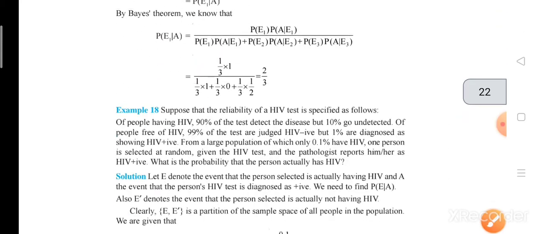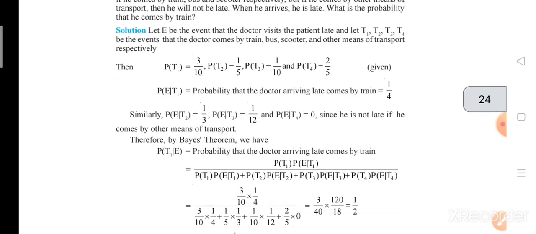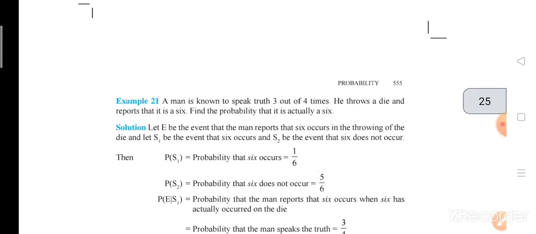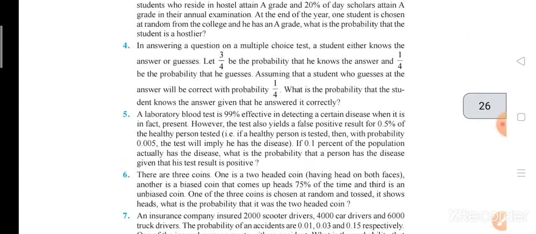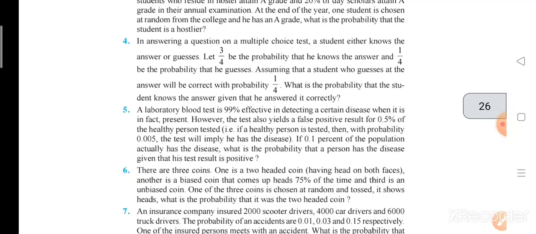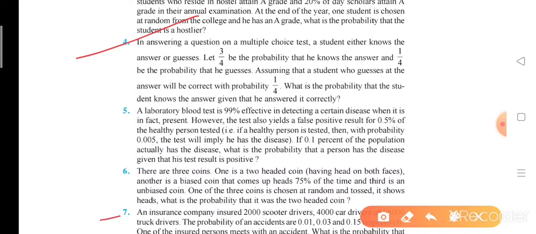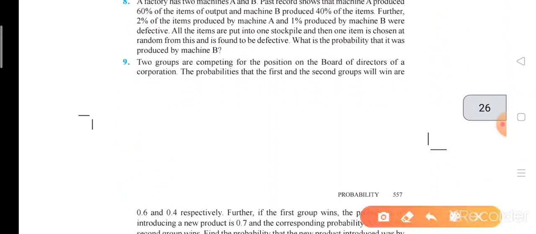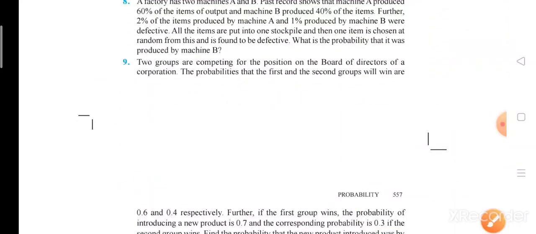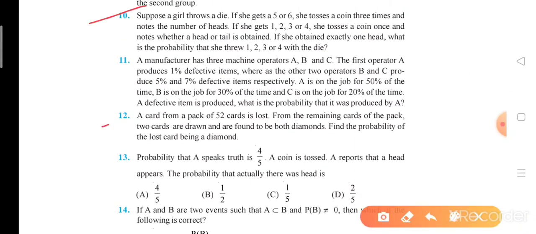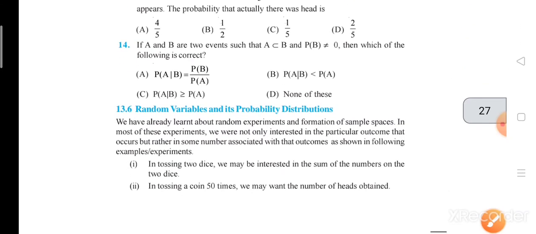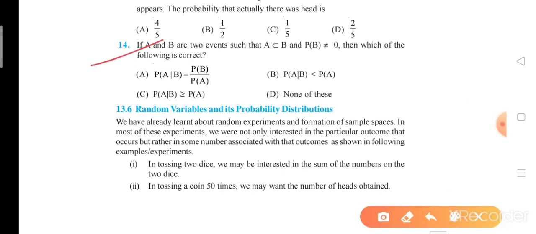And after the example, all examples are equally important. And from the exercise, important ones are question number 4, 7, then we have question number 9, 10, 12, 13 and 14. You should do these.